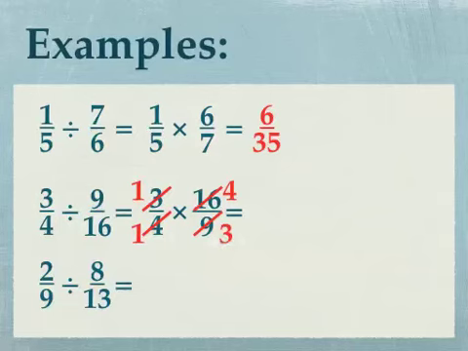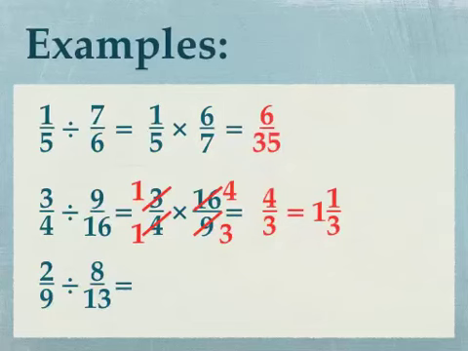I'm ready to multiply straight across. 1 times 4 is 4, and 1 times 3 is 3. Notice that this is an improper fraction. 4 is larger than 3, and 4 is on top. So you can divide 4 divided by 3, and you get 1 and 1/3.